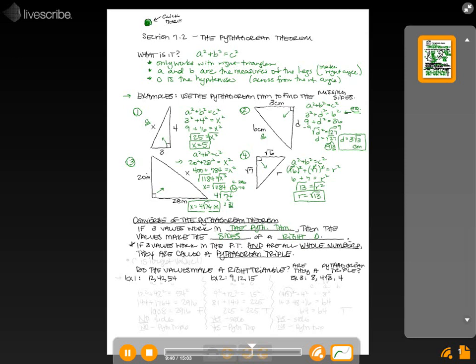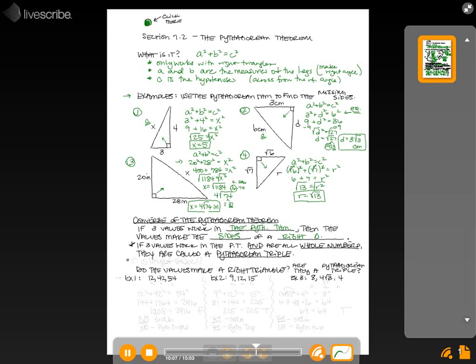Now we're going to add one more idea to this. If 3 values work in the Pythagorean theorem and they are all whole numbers, which means no fractions, no decimals, no square roots, then they are called a Pythagorean triple. We're going to add that question to our examples here. So for our 3 examples down at the bottom, it says, do the values make a right triangle? And then the second question is, are they a Pythagorean triple? We're going to check for both.